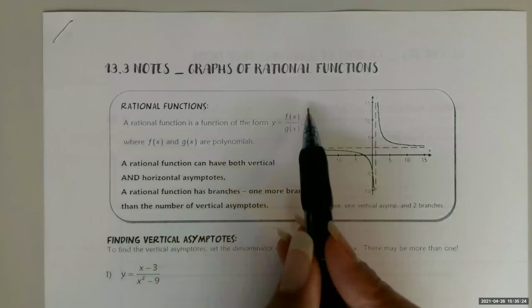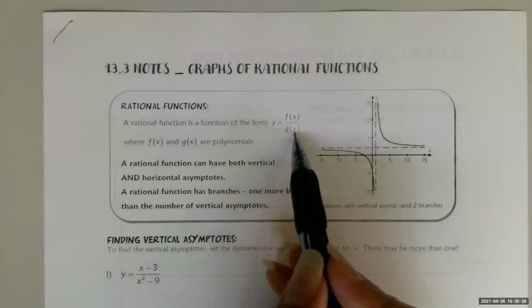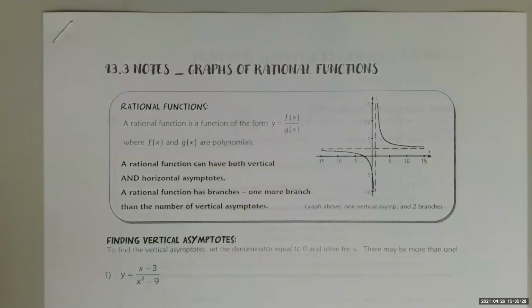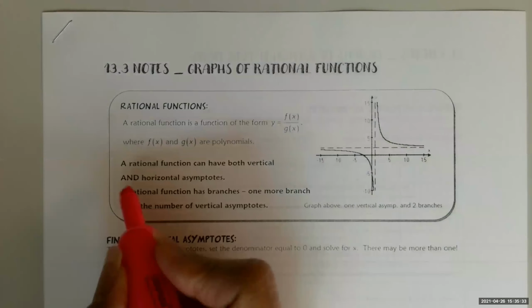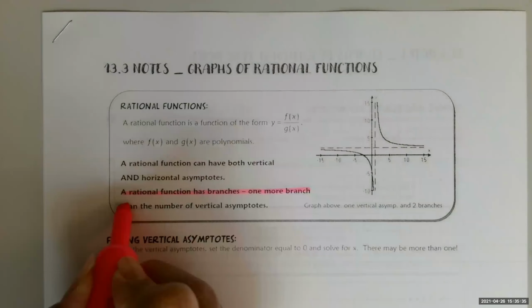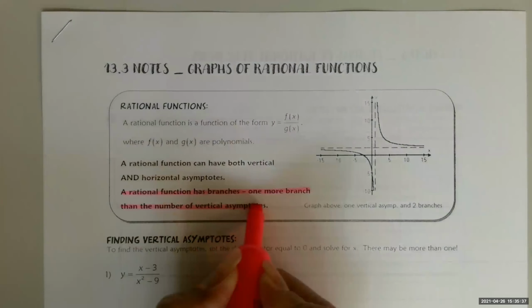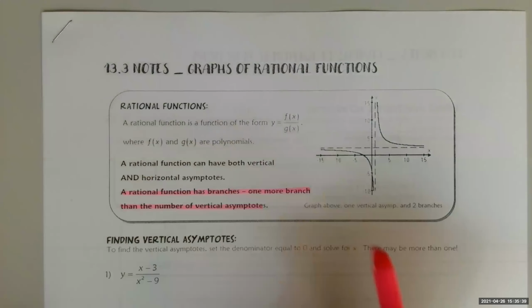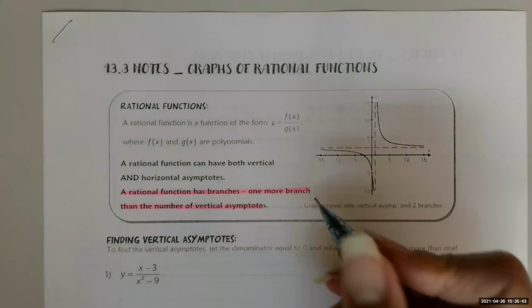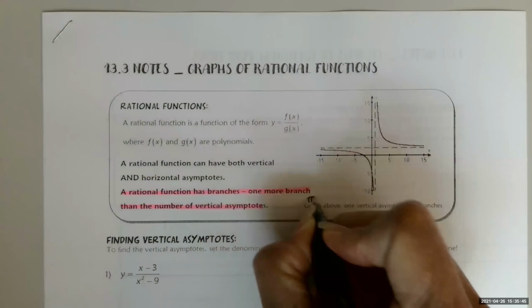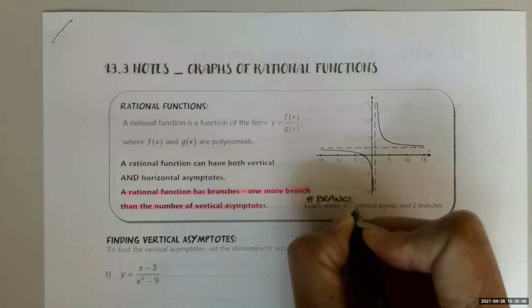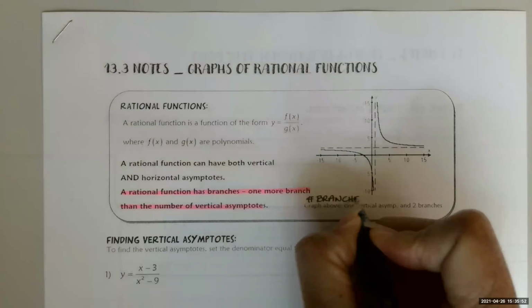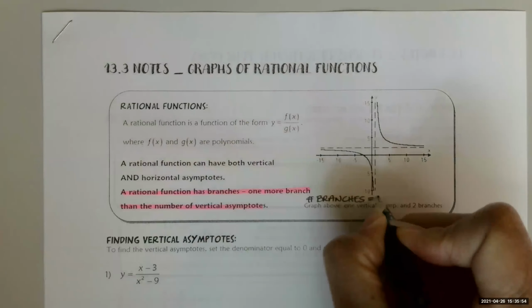And here's something that is being introduced to us. A rational function has branches, or the curves that we see in those graphs. And the rule is that the number of branches can be determined by the number of vertical asymptotes. So in essence, the number of branches can be found by finding your number of vertical asymptotes and then adding 1 to it.